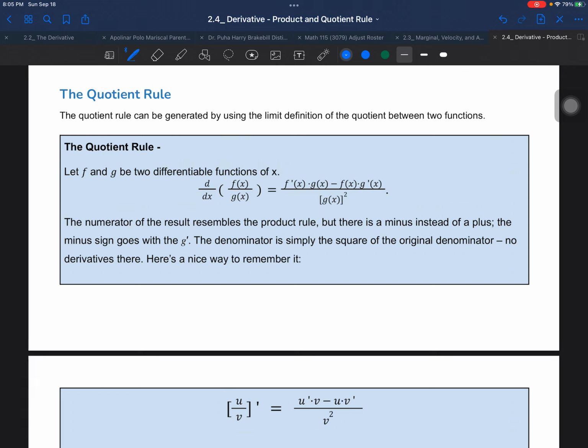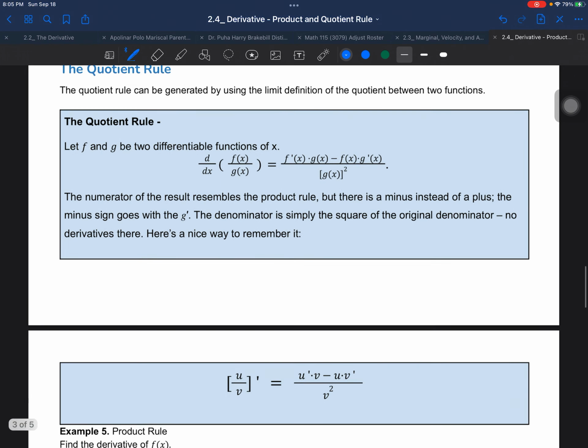Hi class, we're gonna begin the next rule, the quotient rule, in this video. We're gonna introduce it and we're gonna work on an example. The quotient rule can also be generated by using the limit definition, with a quotient of two functions. Just like in 2.1 we did the limit definition, you could generate this formula the same way. Of course, we're not going to do that in this video or in this class, but I just want to point that out.